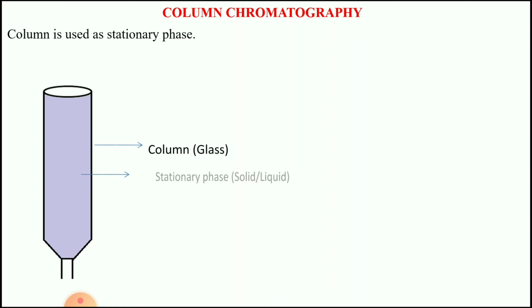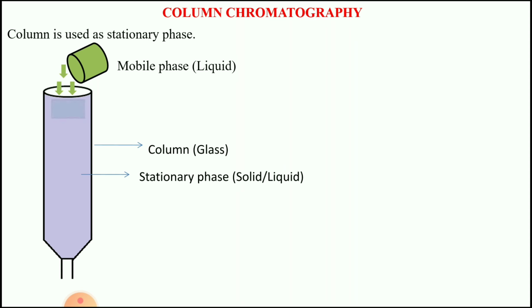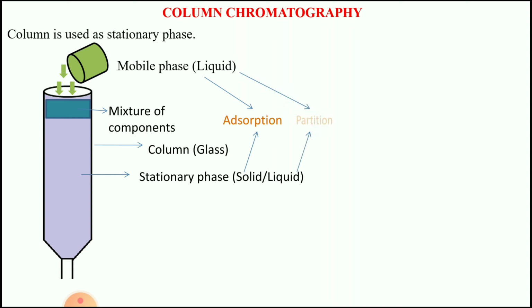On top of the column we are placing a mobile phase chamber. From this mobile phase chamber, the mobile phase is continuously flowing over the column. On top of the column, at the stationary phase, we are placing a mixture of components. If the stationary phase is solid and the mobile phase is liquid, we call this column adsorption chromatography.